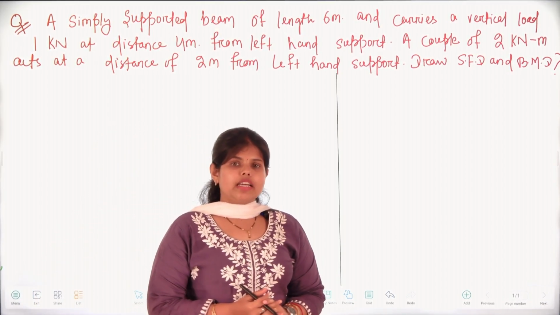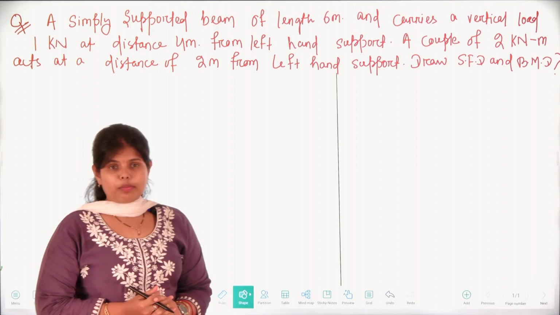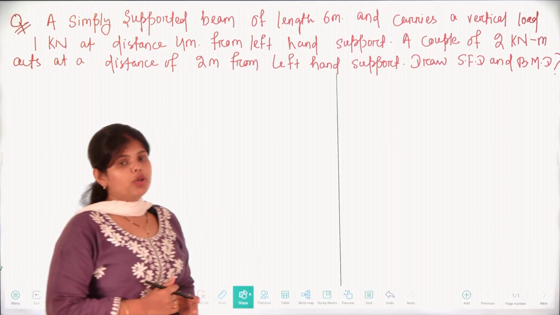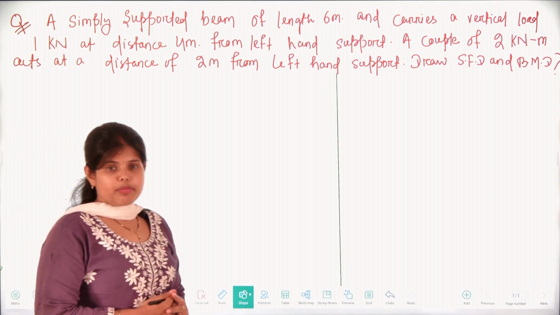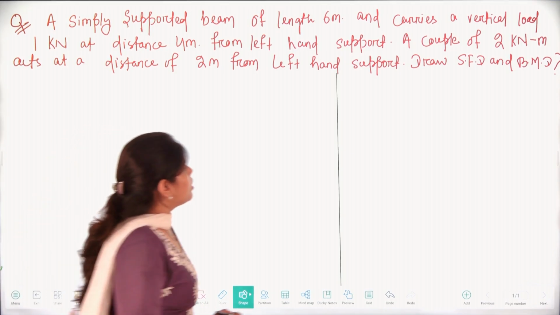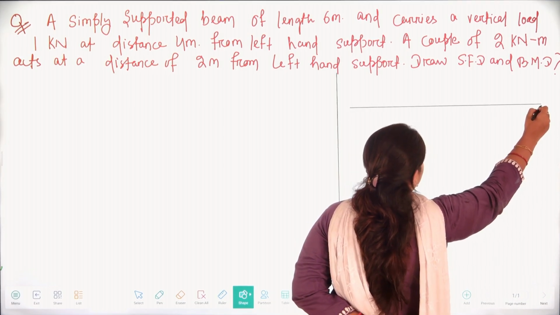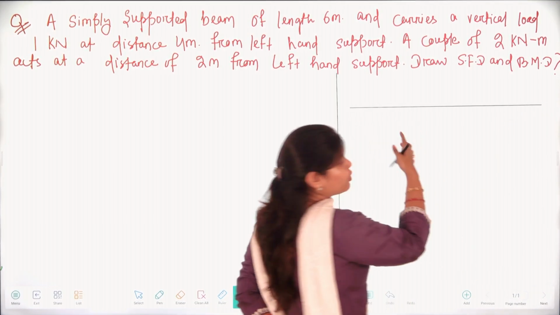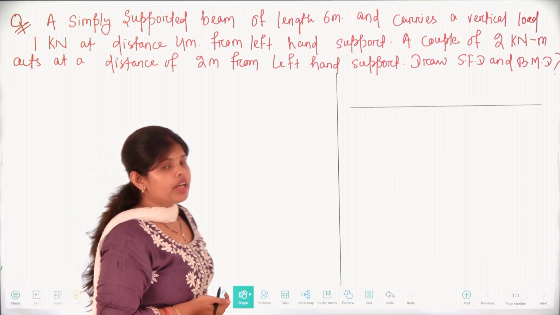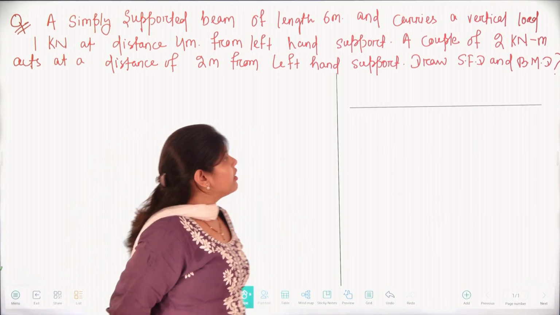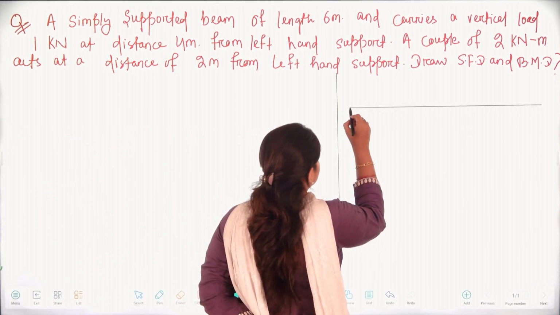So, in this class, we will solve a numerical based on a presence of couple in case of simply supported beam. So, we have the numerical like here, the beam is simply supported and the total length of the beam is 6 meter. So, let's draw the beam first. In case of exam, we only have the question like this, so we need to first draw the diagram, then we can solve it. So first we have the simply supported beam and the length is 6 meter.